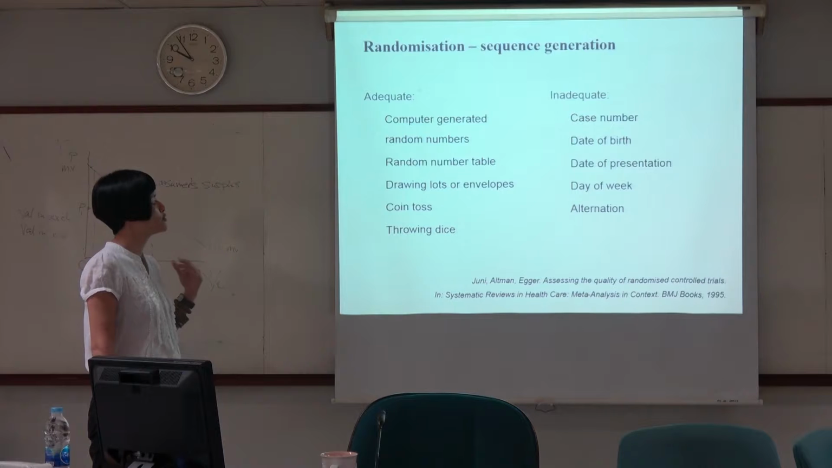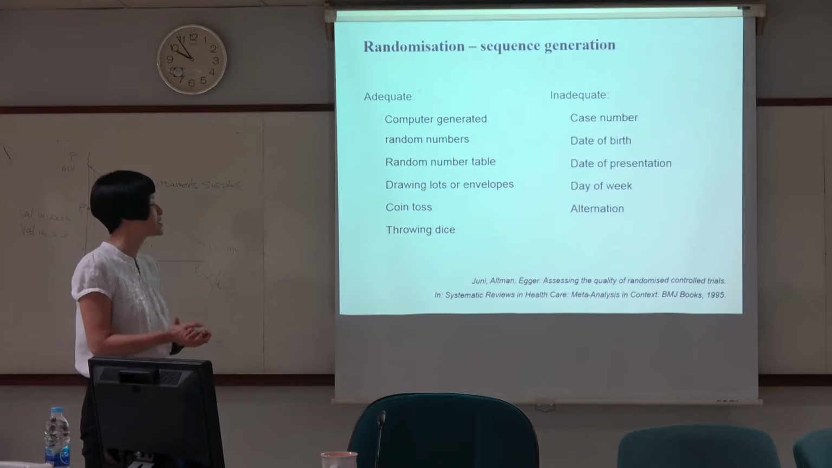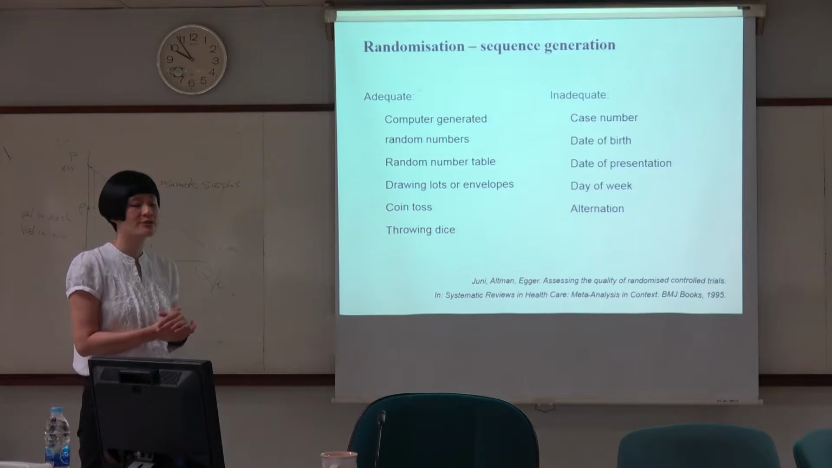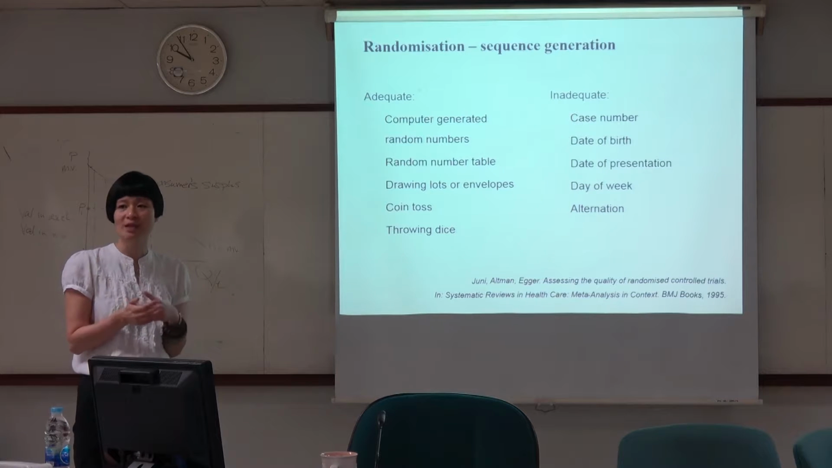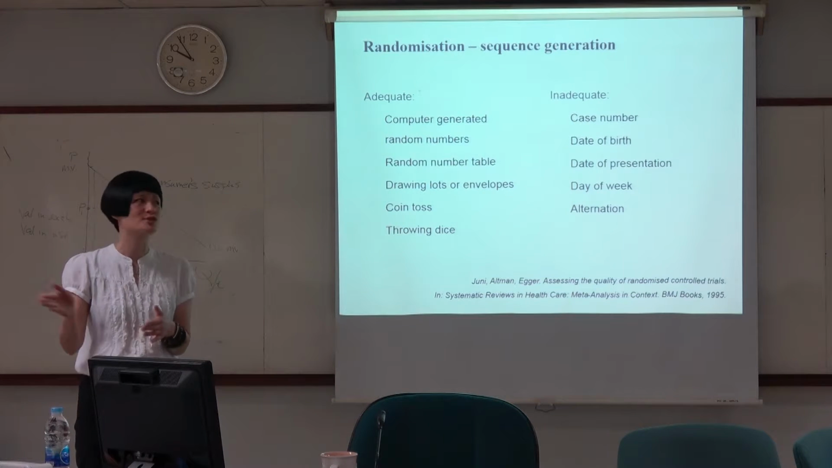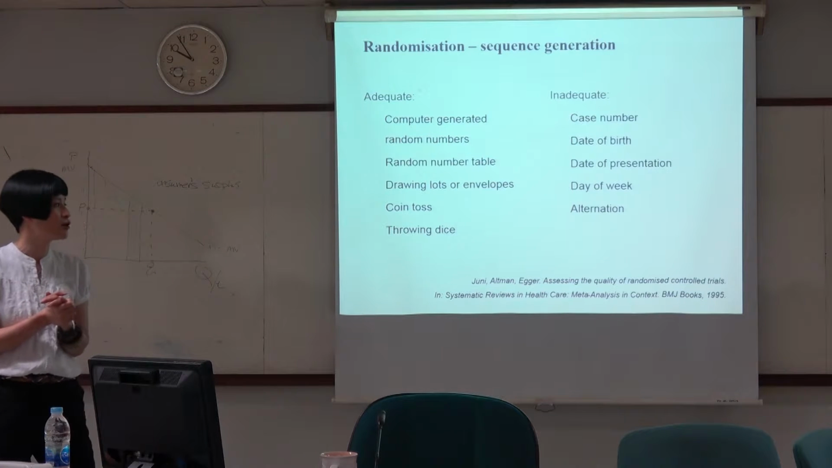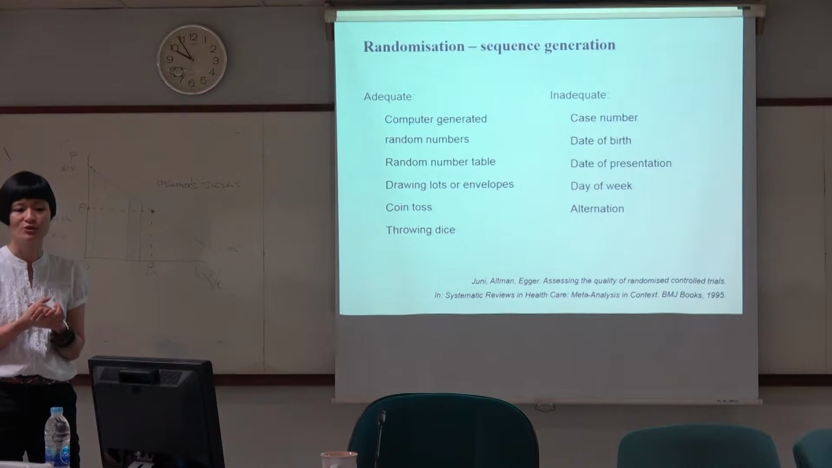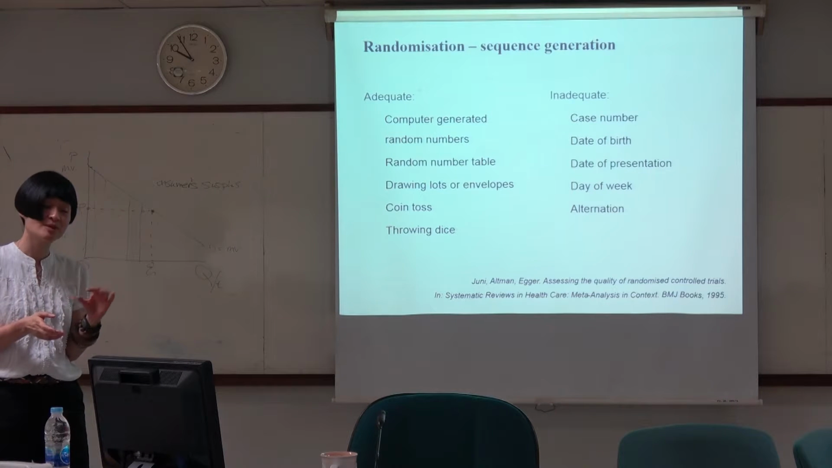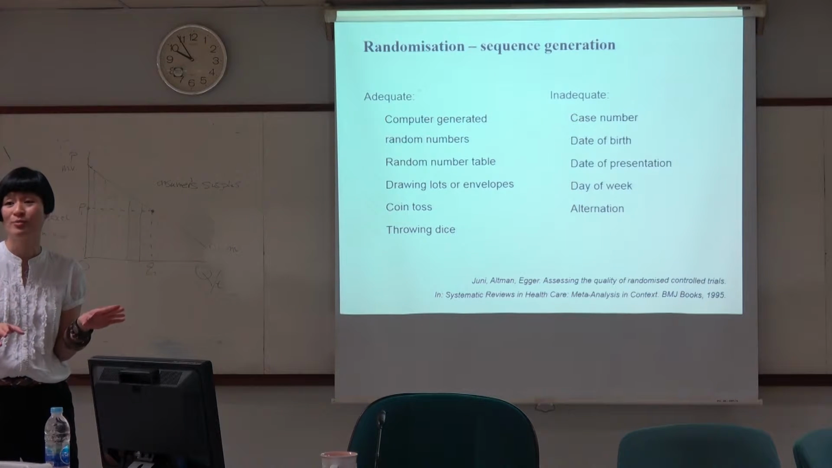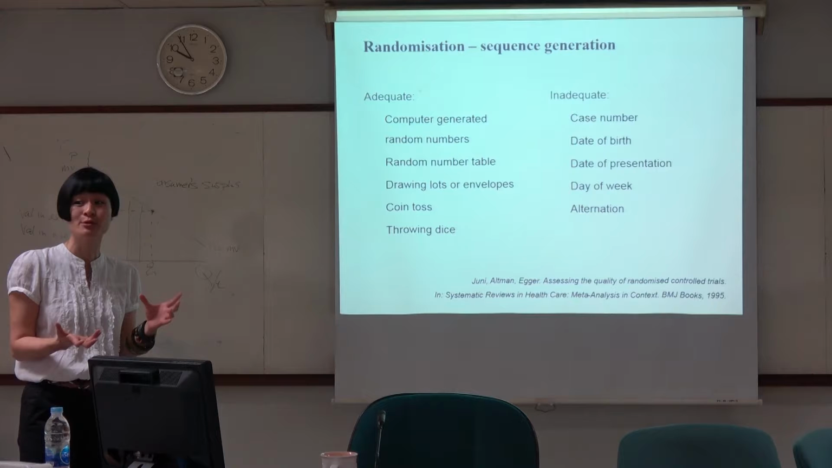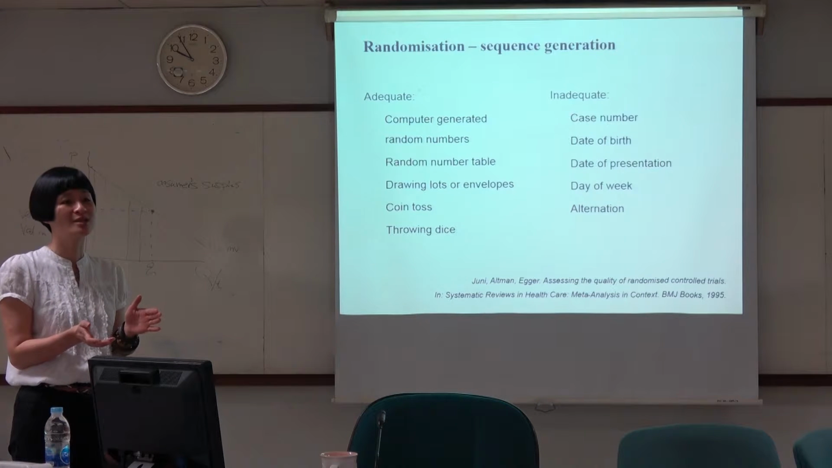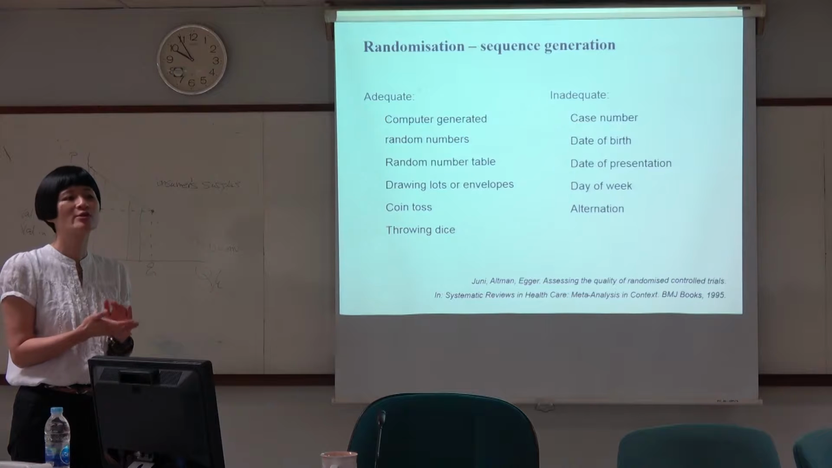What we don't accept is if the patients are allocated by case number, according to the date of birth, or the date that they turn up at the clinic or the hospital. If they're randomized according to the days of the week, so if it's Monday, you go to one arm, and if you come in on Tuesday, you go in another arm, which is basically alternation. So these are not appropriate randomization. The tricky thing here is not all papers will report this level of detail. They will say they randomized patients, but they won't actually say how. And then you have to make a judgment here: is it a reporting issue, or is it that they actually didn't randomize accurately?